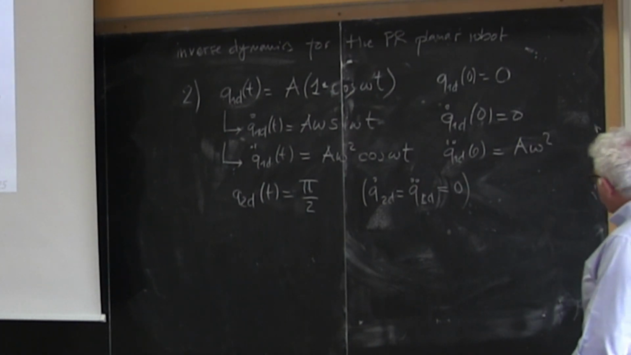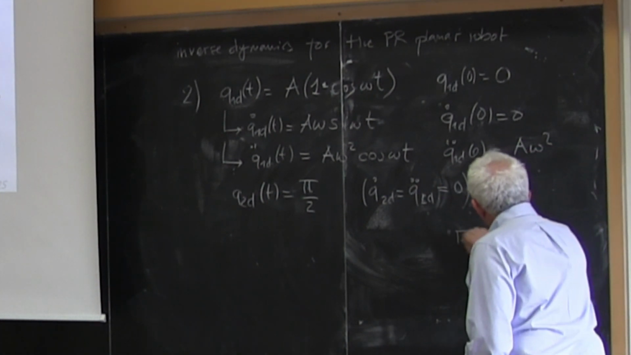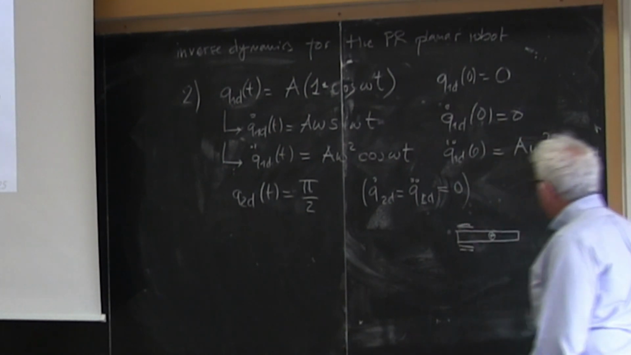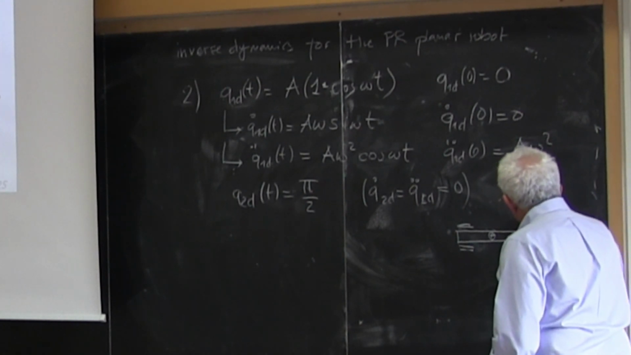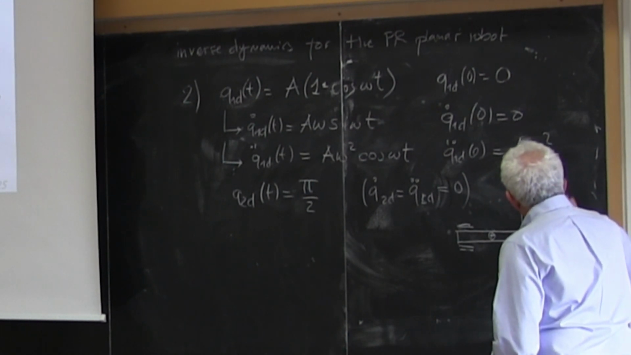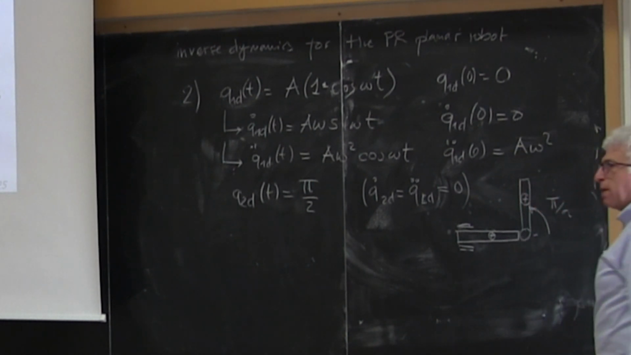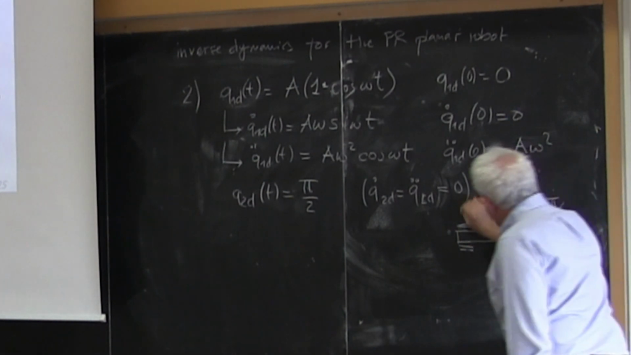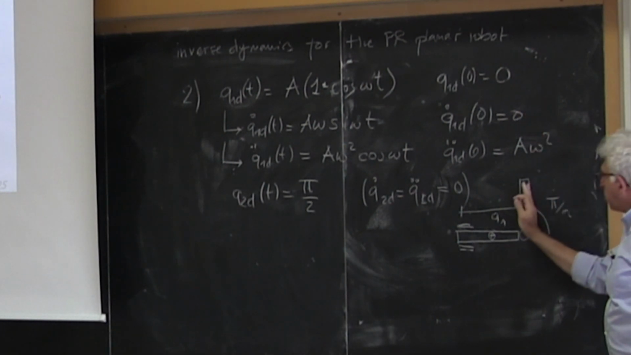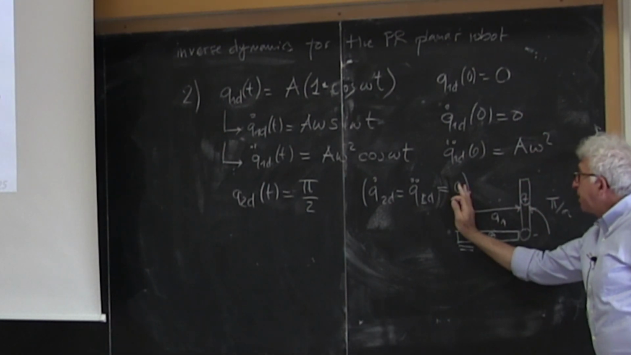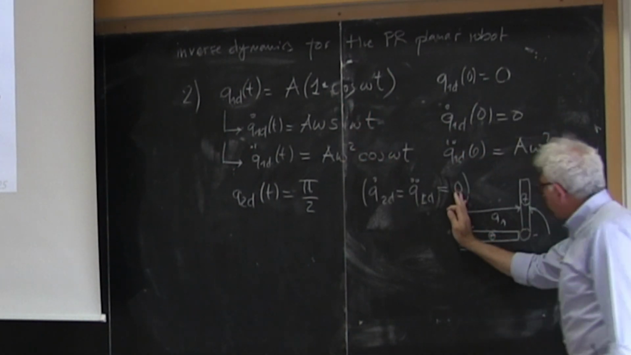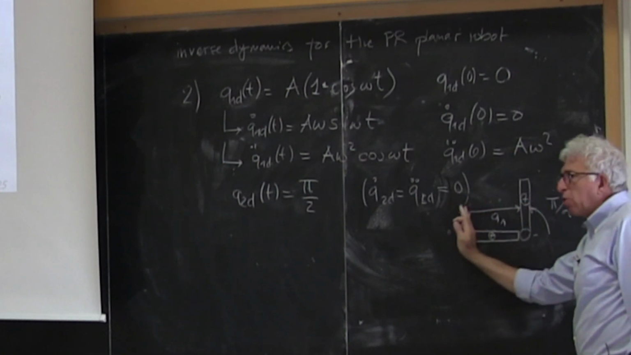Let me draw a picture here. We have the first joint, which is prismatic, and then we have the second link placed at pi over 2. And this distance is q1, so initially q1 is 0, it means that we are here, and then we have to execute this periodic motion. So this will move the first link here and then go back and then go back.